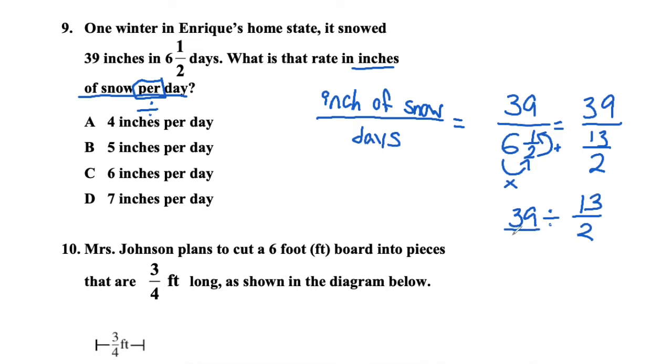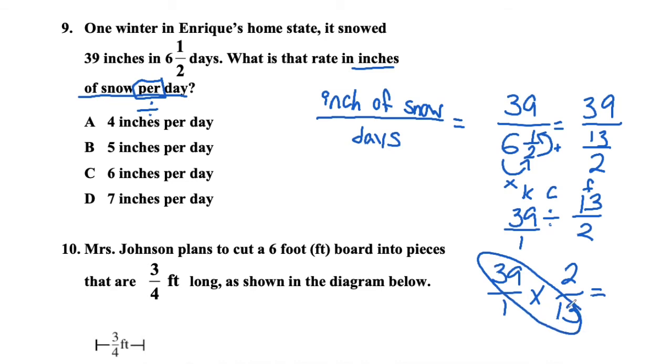We can think of 39 as 39 over 1. And when we have two fractions dividing, what we have to do is keep the first fraction the same, 39 over 1, change the division to multiplication, and flip the last fraction to 2 over 13. Finally, we can simplify using the butterfly method. 39 can divide by 13. 39 would become 3 and 13 will become 1.